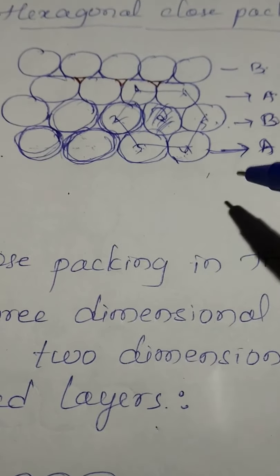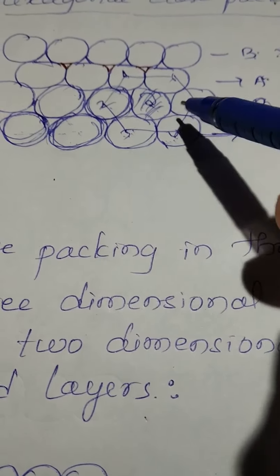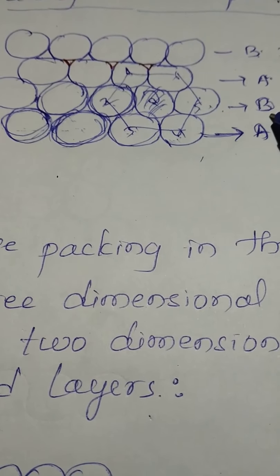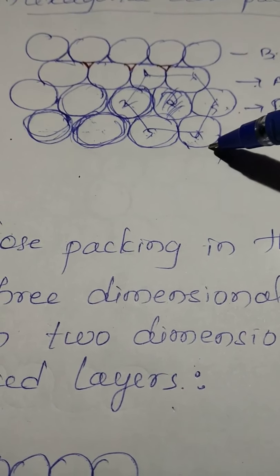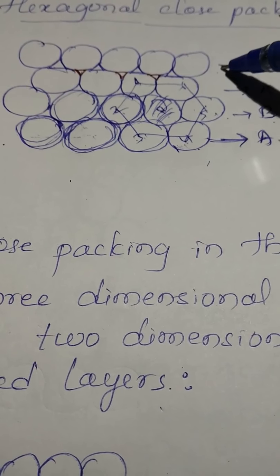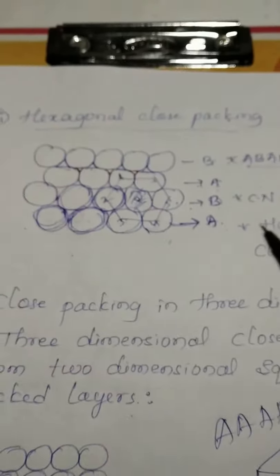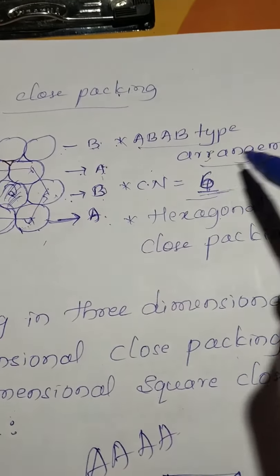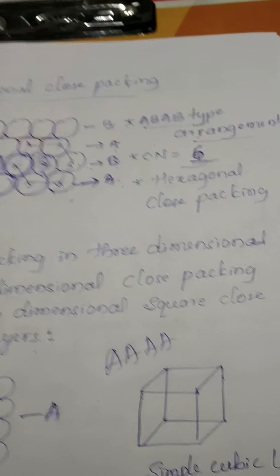Okay, and if we call the first row A type, this is a different arrangement. Hence, it is called B type. And the third row is exactly aligned with the first row, hence it is called A type. And the fourth row is exactly aligned with the second row, hence it is called B type. This type of arrangement is called AB type arrangement.